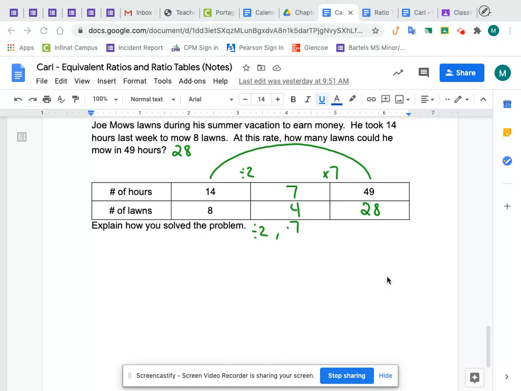So use these examples to help you with your ratio tables, whether you have to scale back or scale forward, or just find a pattern that repeats itself over and over. Let me know if you have any questions.